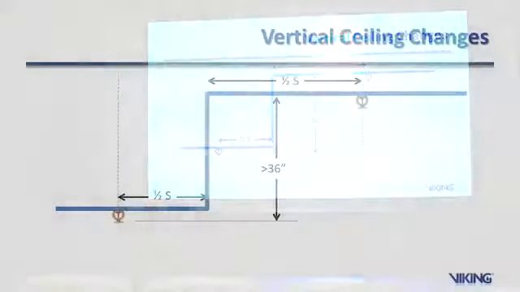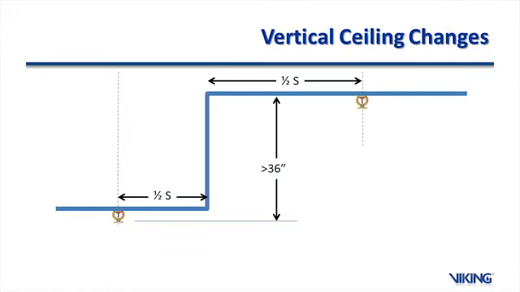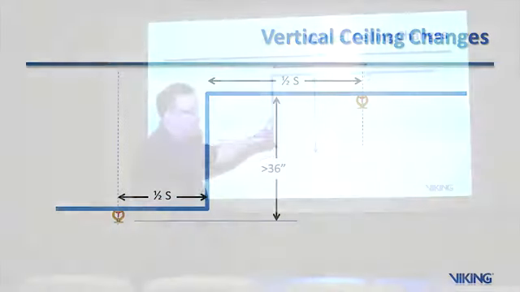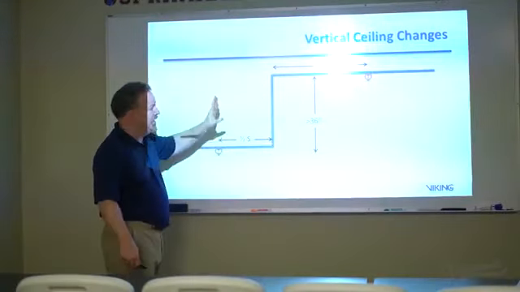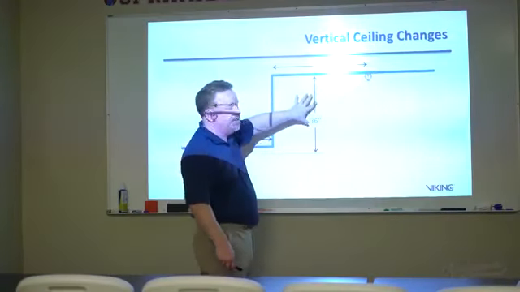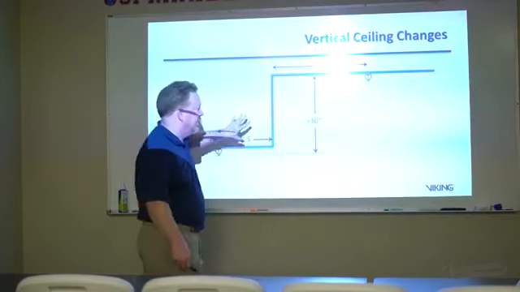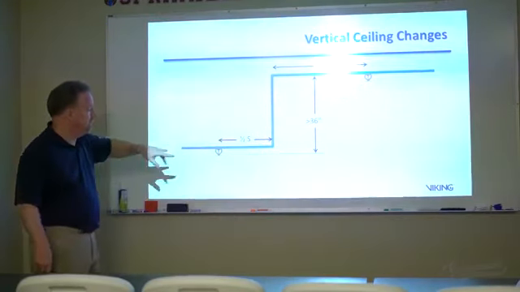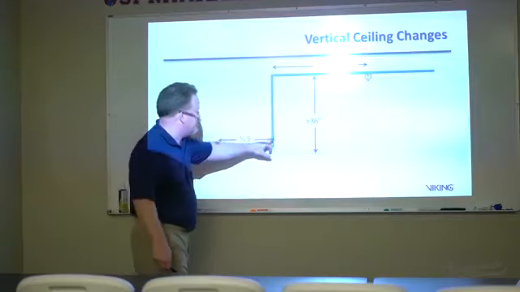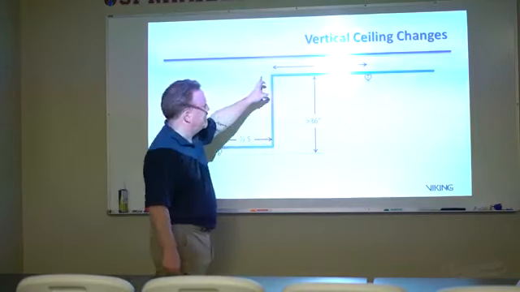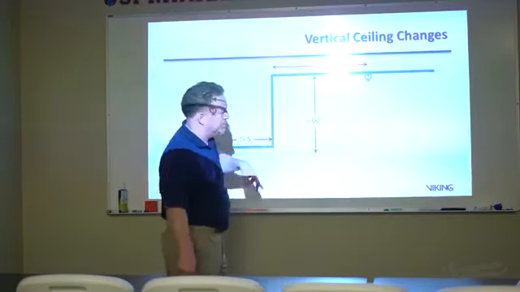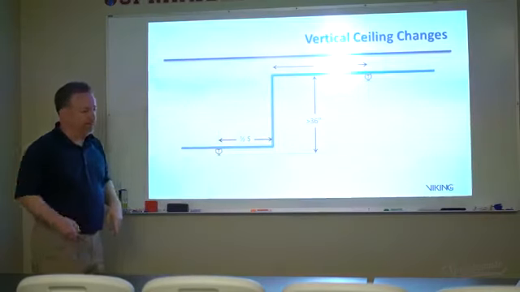However, if it's greater than 36 inches, we treat this thing like a wall going both ways. All right, because it interrupts the flow of the heat sufficiently that we want to make sure that we're applying that. So this becomes half of S going this way and half of S going that way. The sprinklers are limited to that.